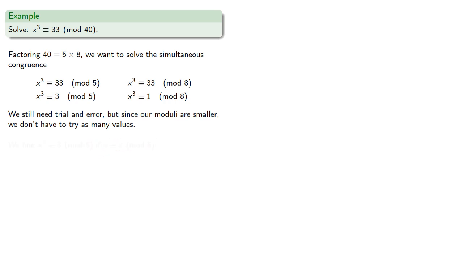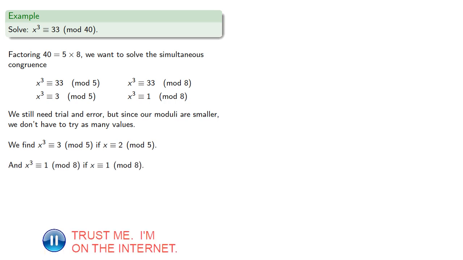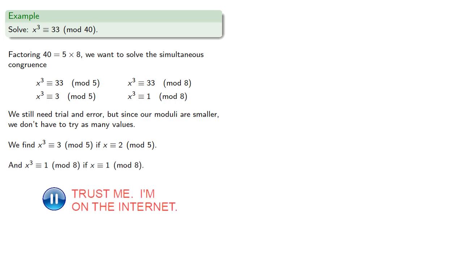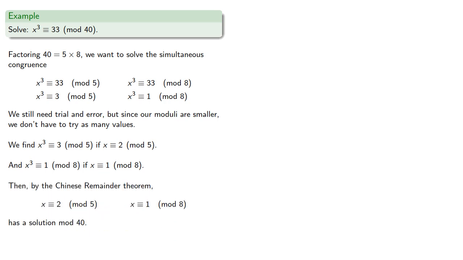We find x cubed congruent to 3 mod 5 if x is congruent to 2, and x cubed is congruent to 1 mod 8 if x is congruent to 1. Then, by the Chinese remainder theorem, x congruent to 2 mod 5, x congruent to 1 mod 8 has a solution mod 40, which will be x equals 17.